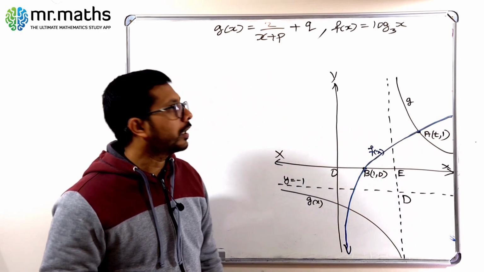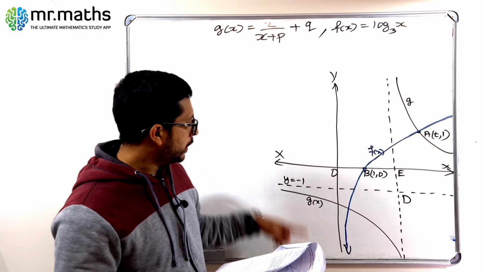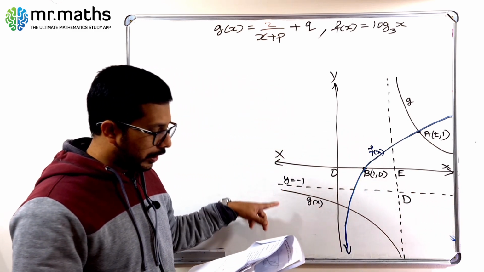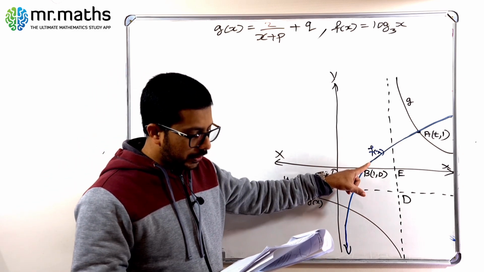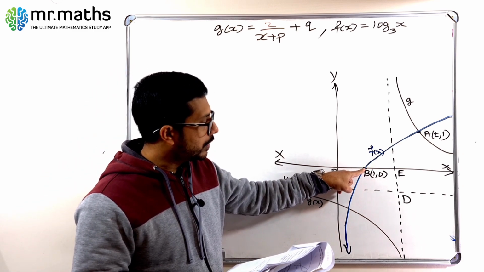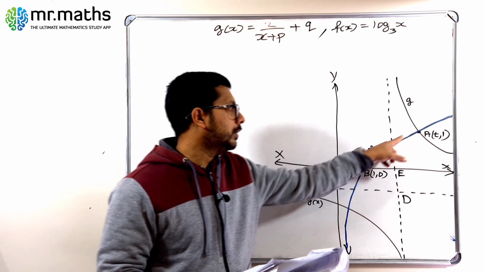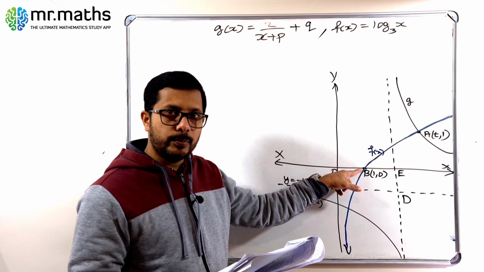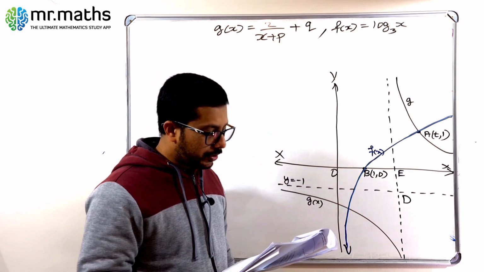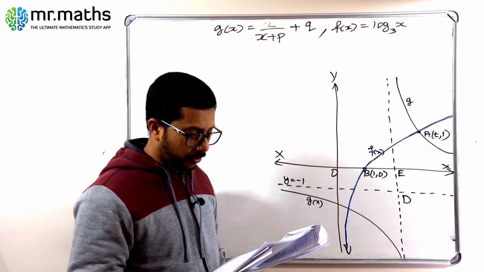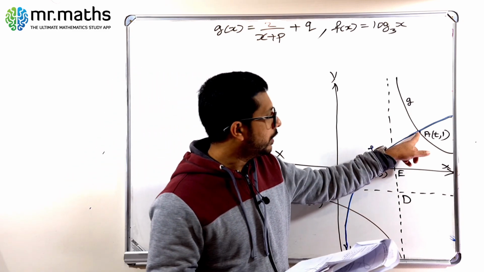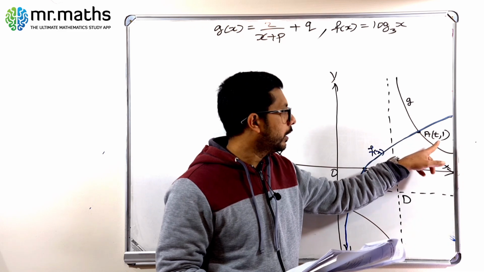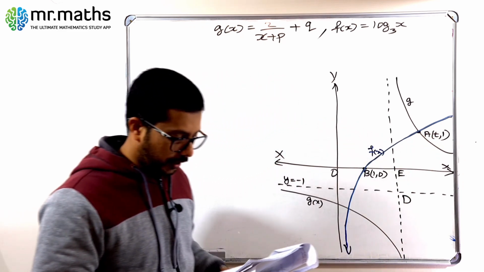Okay, so there are two graphs given. Then they are saying that y is equal to minus 1 is one horizontal asymptote, and B (1, 0) is the x-intercept of f. Here you can see that this is the x-axis, and on this logarithmic graph, this point is the x-intercept, B (1, 0). Then A (t, 1) is a point of intersection of f and g. So here you can see that this f graph and this g graph intersect at this point, and they call that point A (t, 1).